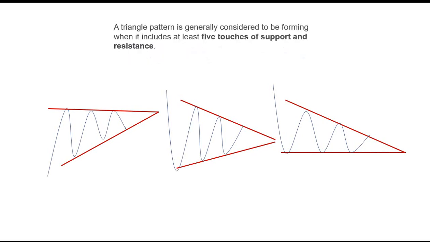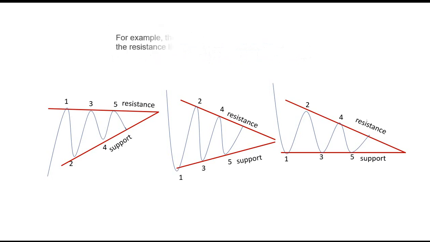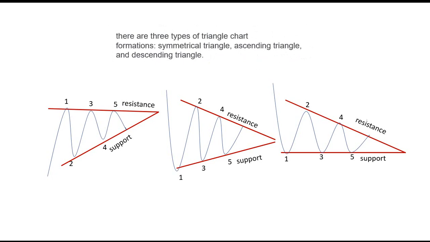A triangle pattern is generally considered to be forming when it includes at least 5 touches of support and resistance. For example, 3 touches of the support line, and 2 for the resistance line, or vice versa. There are 3 types of triangle chart formations, namely, symmetrical triangle, ascending triangle, and descending triangle.